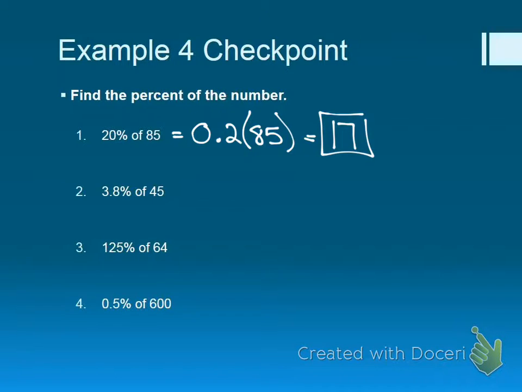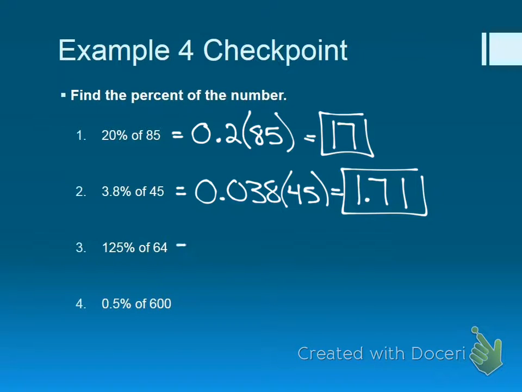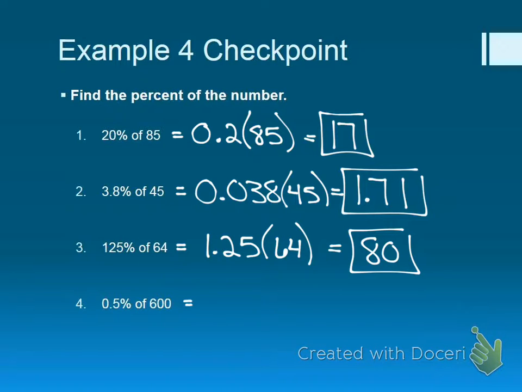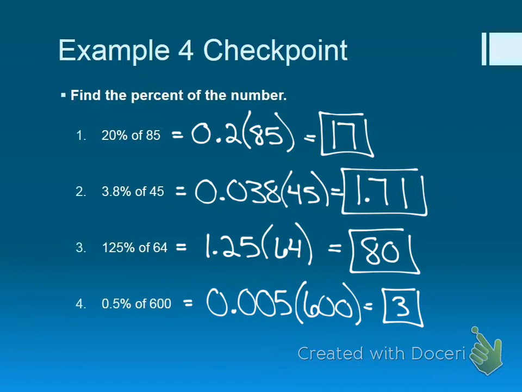All right, so my next percentage as a decimal is what? 0.038 times 45. And what's that one going to be? 1.71. All right, and then 1.25 times 64 is 80. And then this one's going to be a small one, 0.005 times 600 is 3. Okay? All right, so that's basically all you're doing on that section of your homework tonight. So you've got 2, 4 like that at least, maybe 5.